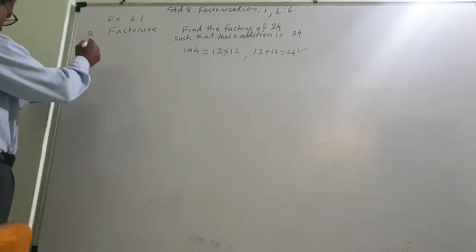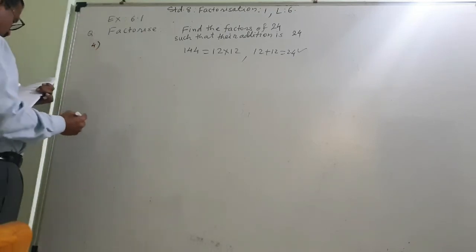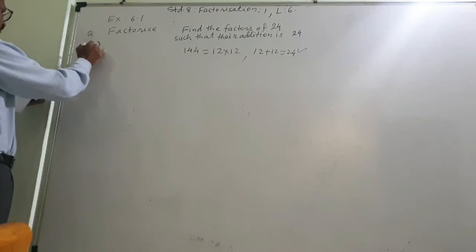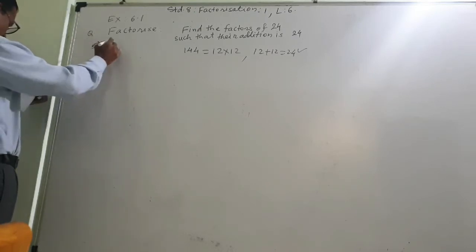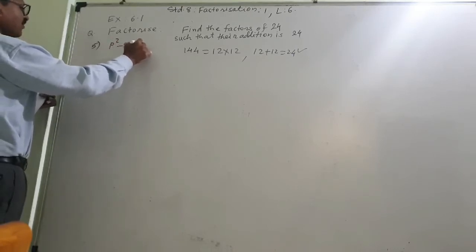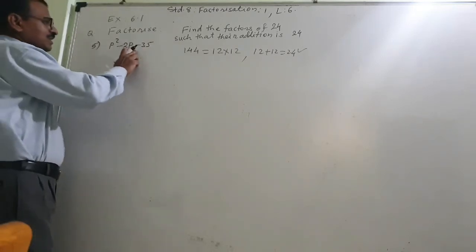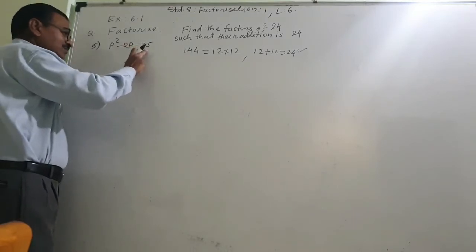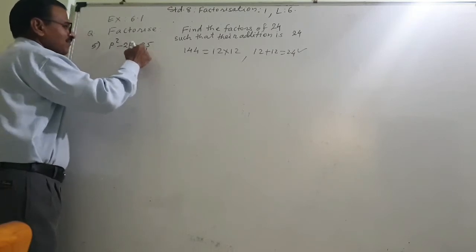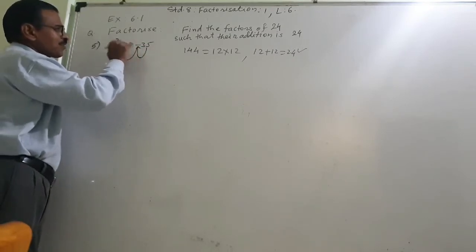Now I will take the fourth one. Instead of fourth, I will keep it for later. Fifth is p square minus 2p minus 35. In earlier sums it was plus here. So we were saying find the factors of this such that their addition is the middle term. But here it is not addition, here it is subtraction. Find the factors of 35 such that their subtraction is minus 2.